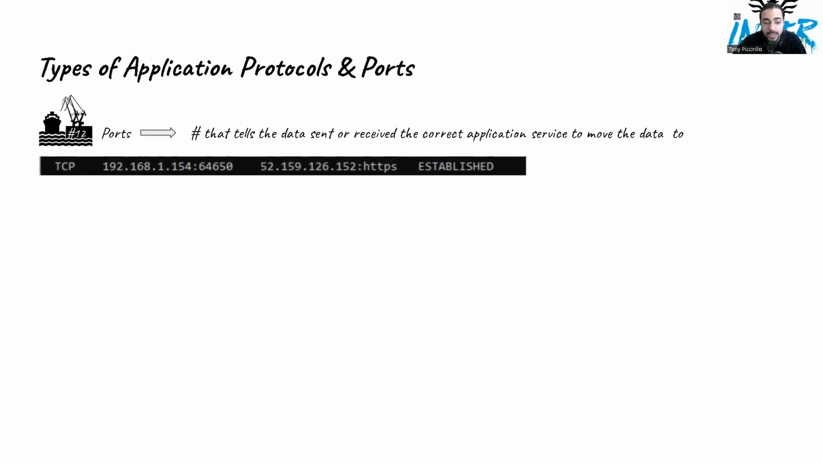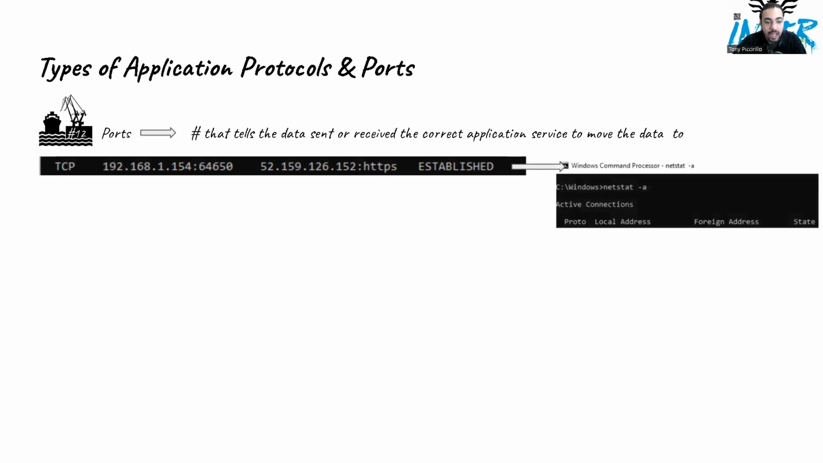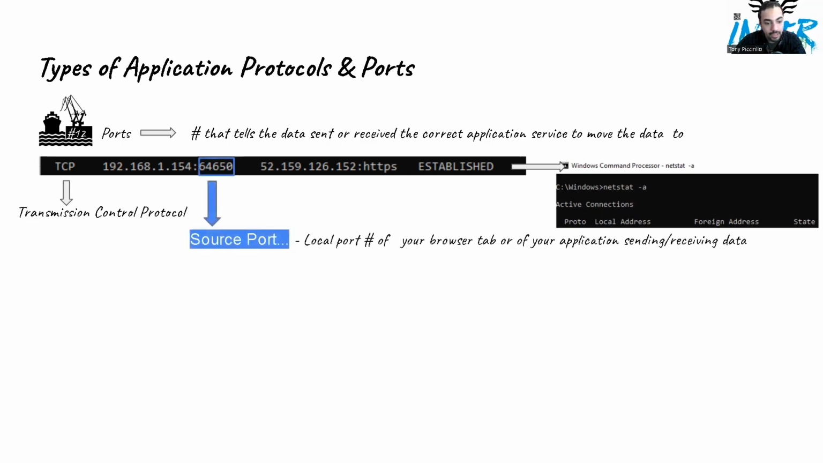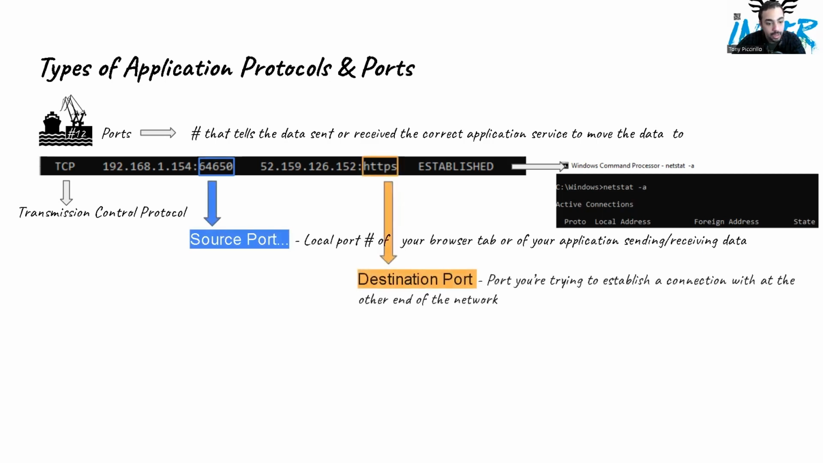Here's an example of a TCP port number on a sending and receiving end. This was taken from the netstat -a command on the Windows command prompt, which lets users see our current network connections. The TCP here lets you know that this is a transmission control protocol. This number next to the IP address is the source port number of the connection. Meanwhile, this HTTPS next to the destination IP tells us the destination port number, the port we're trying to make a connection to on the other end of the network.